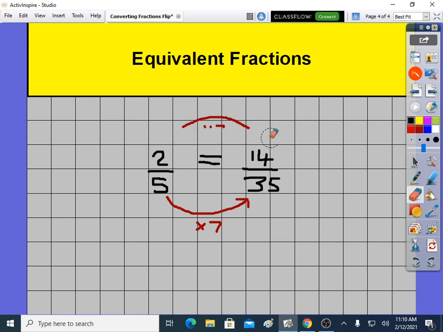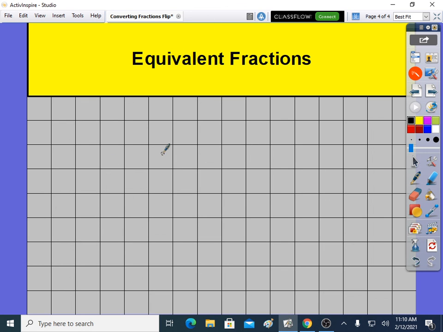You don't have to draw these arrows, but you might see teachers sometimes drawing them just to remind you to do the same to the top as you do to the bottom. One last example on this. Let's say we've got 5/8 and we have to change it into 30 mysteries. So you think, well, I don't know what happened to the bottom, I can't tell, but I can look at the top. What happens to 5 to get to 30? 5, 10, 15, 20, 25, 30. Times it by 6. So times the bottom by 6 as well.